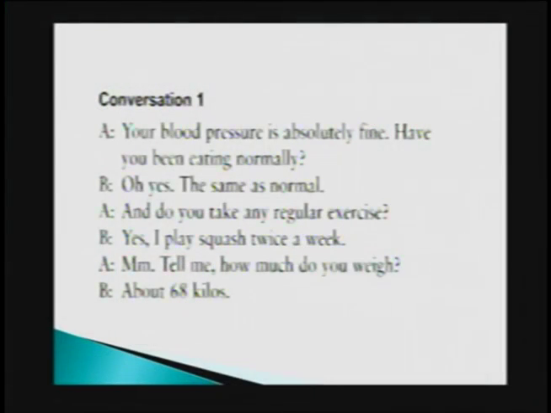Well, in conversation number 1, these 2 people are talking about the blood pressure. So blood pressure, I hope you know, is la presión arterial de un paciente. So your blood pressure is absolutely fine. Have you been eating normally? Who would ask you this question? Yes, that is a doctor. Oh yes, the same as normal. And do you take any regular exercise? Yes, I play squash twice a week.